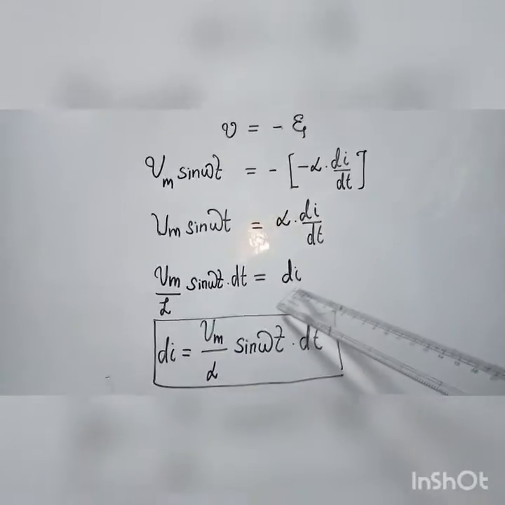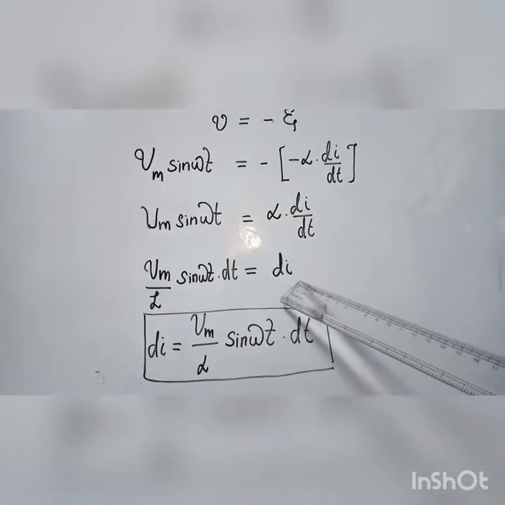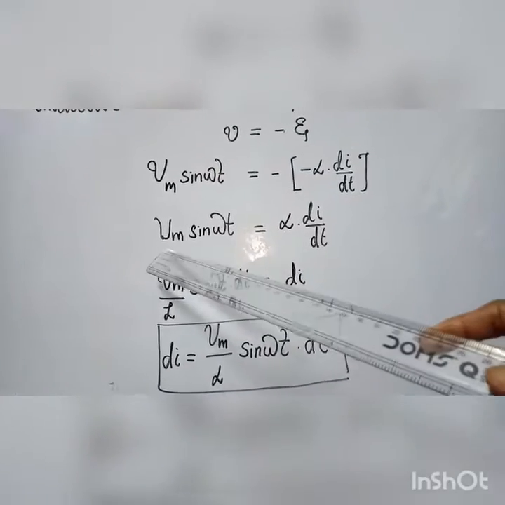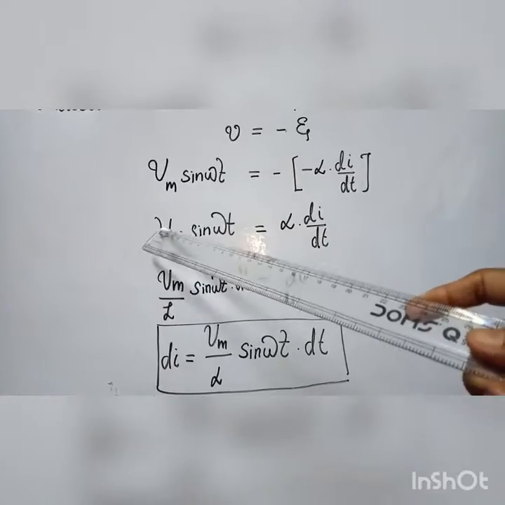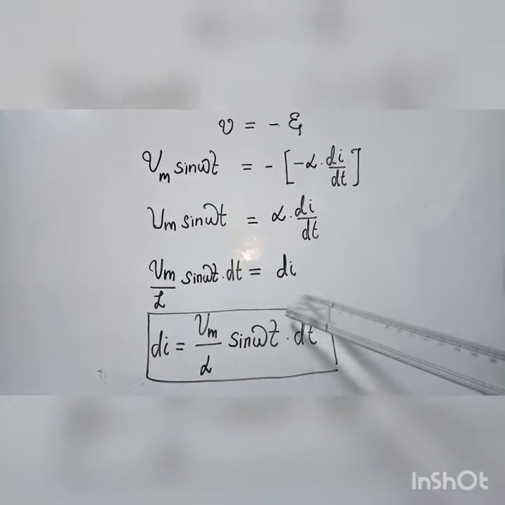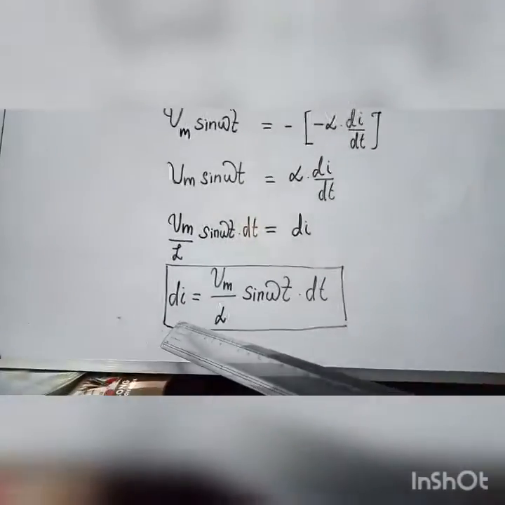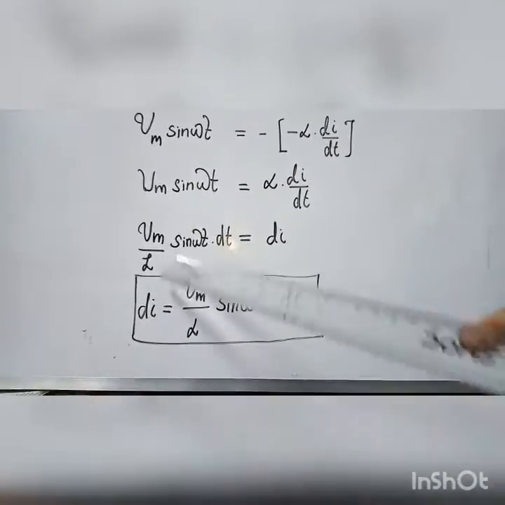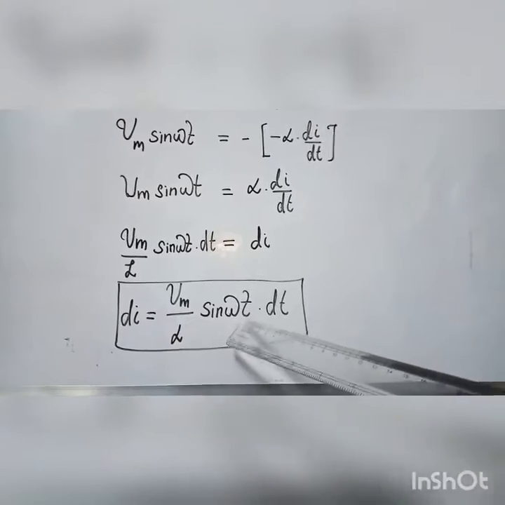We want the value of the current, di. By cross multiplication, L comes to the other side. Vm divided by L, sin omega t into dt, is equal to di. Rearranging, di is equal to Vm by L sin omega t into dt.